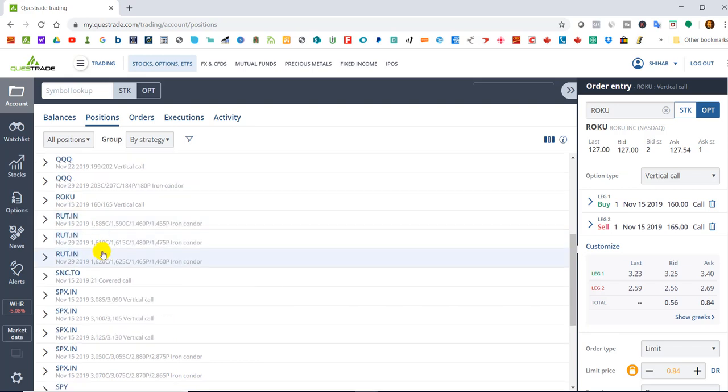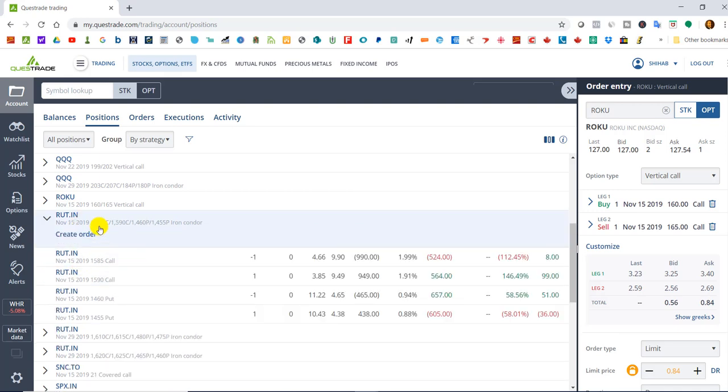I've got three different iron condors on the Russell 2000. Two of them expire November 29th. One of them expires November 15th. The one on November 15th has a 1585 call strike, so this one could be a little bit in trouble. But I've got a put spread at 1460, so this one's safe. It's actually showing me a profit, as you can see here. But the call side is showing me a small loss, but I still have time.